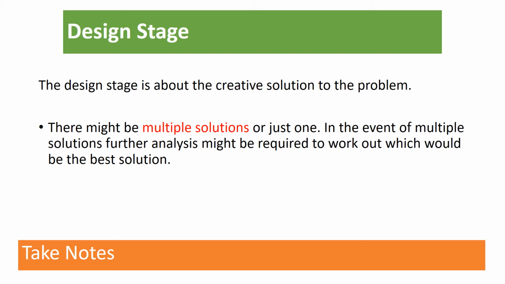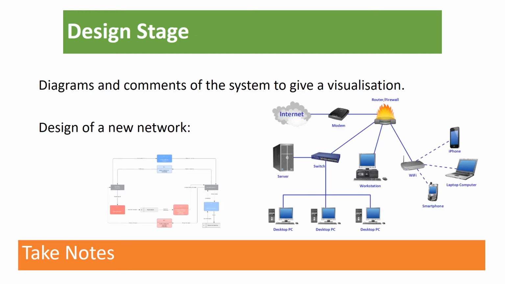There might be multiple solutions that you might want to investigate, or different solutions that the user might choose between, different user interfaces, for example. We might need to actually then go back to the client to decide which one they prefer. We often create diagrams and comments of the system to give us more of a visualization. For example, here is a data flow diagram.